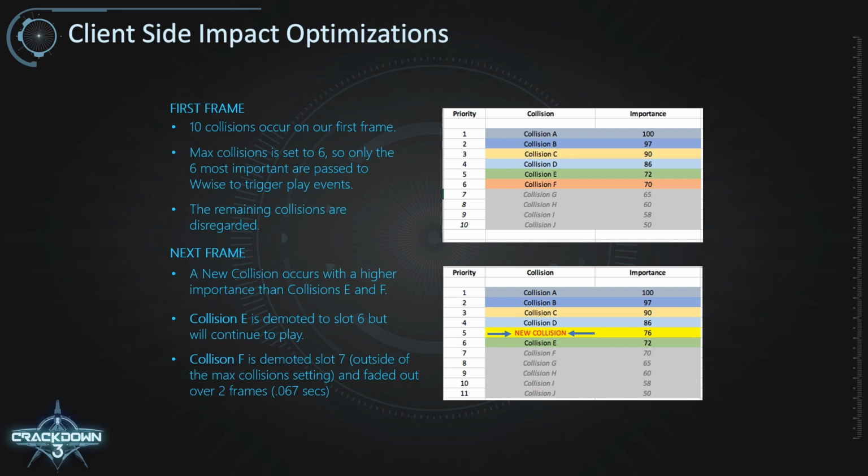Now, in the next frame, a new collision occurs with a higher importance than collision E and F. Okay, so collision E is going to be demoted to slot 6, but it will continue to play because it's still within the max collisions value. And collision F is going to be demoted to slot 7, which is outside of that value, and so it's going to be faded out over 2 frames. And that just kind of keeps us from having nasty pops and clicks when we shut down our impacts.